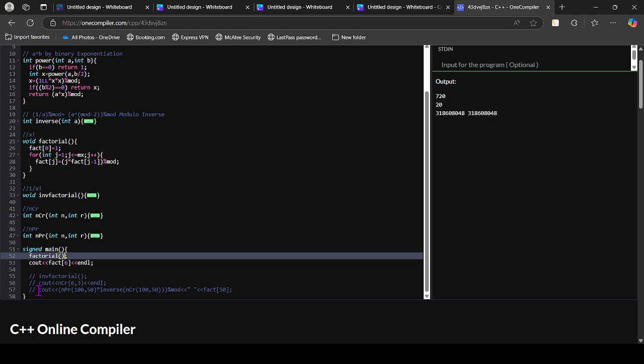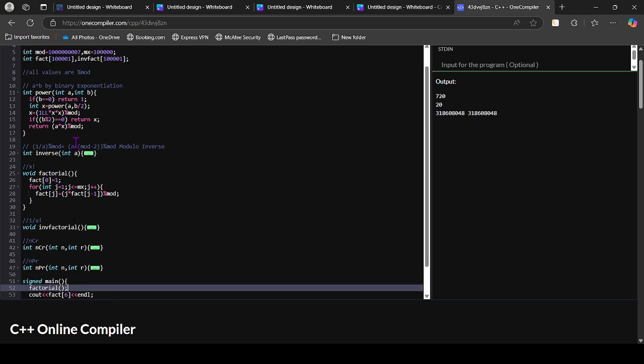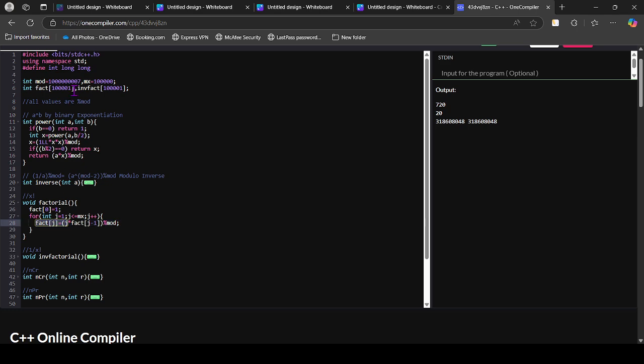So before using the factorial in the code, we can just try to run this function so that the values of fact will be filled in this array, and we can use this in the next part of the code.